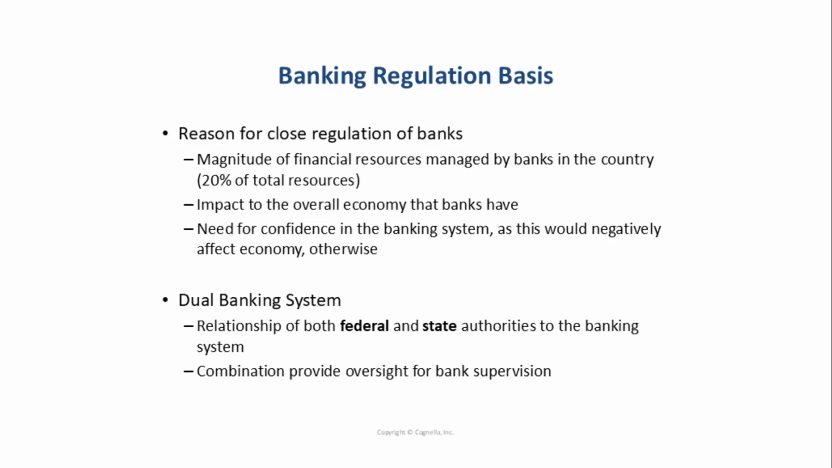The basis for banking regulation is threefold. First, banks manage about 20% of the country's total financial resources, so their actions directly affect the economy. Second, trust in banks underpins the system. Without confidence, people would pull their money out and the economy would suffer. Third, we operate under a dual banking system here in the U.S., with both federal and state authorities sharing oversight responsibilities.